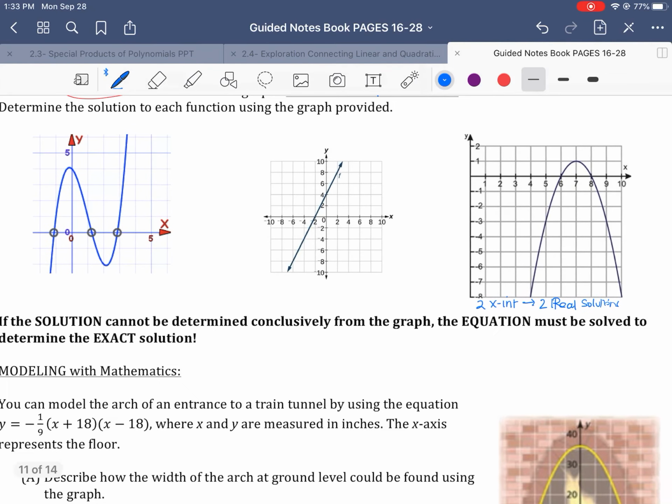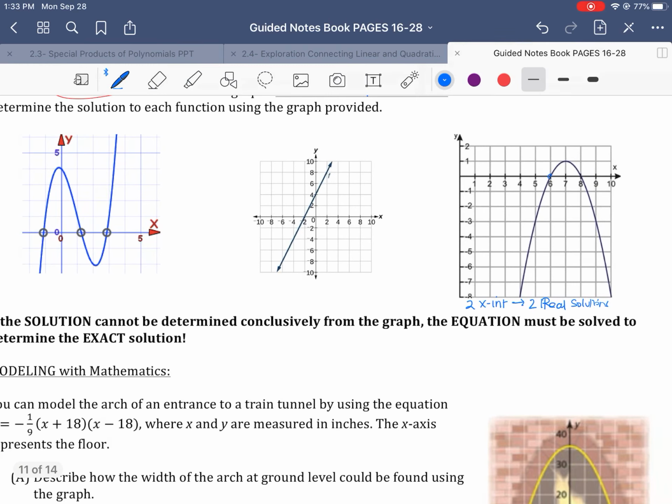Okay? And we solve them by identifying those solutions. So one of them looks like it's crossing at +6 and one is at 8. So it either needs to be crossing or touching, and it creates an x-intercept. So those both are solutions to the equation.